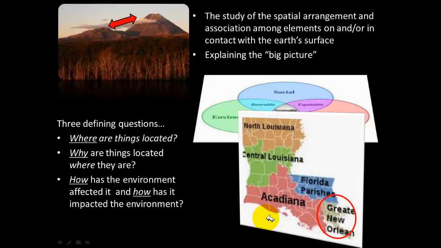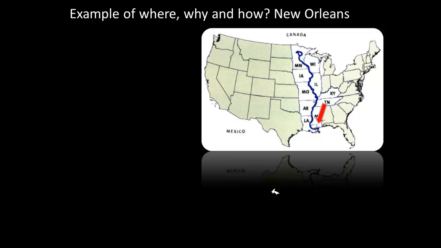And how has the environment affected the city of New Orleans, or how has New Orleans affected the environment? A couple of ways. The economy of that area revolves around seafood and trade. Also, the government of the United States has actually changed the flow of the Mississippi River in order to make it more predictable for commerce and the economy. Once again, we'll go over that example again using this picture: an example of where, why, and how using New Orleans.